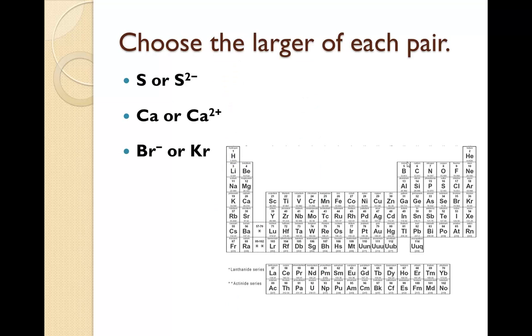Sulfur is here. It's going from an S to an S2 minus. We're adding 2 electrons. Because we're adding 2 electrons, that makes this one larger. Calcium to calcium 2 plus. The positive means we remove 2 electrons. Therefore, this is going to be smaller, making this one larger. Make sure you read the question very carefully. It's asking for the larger one.